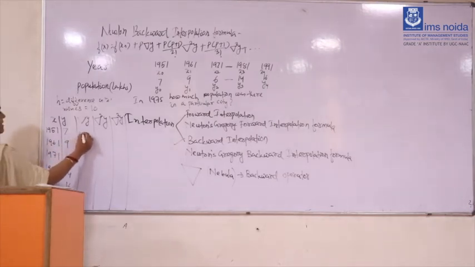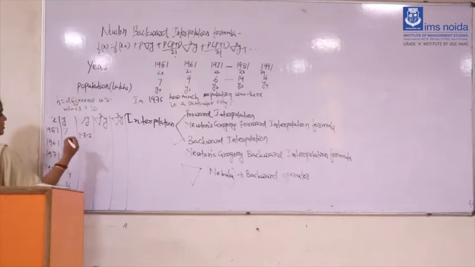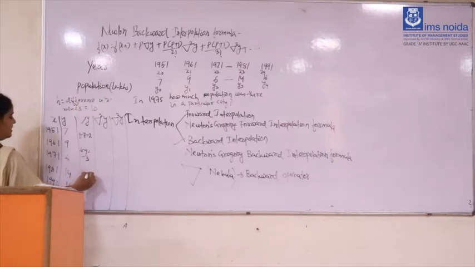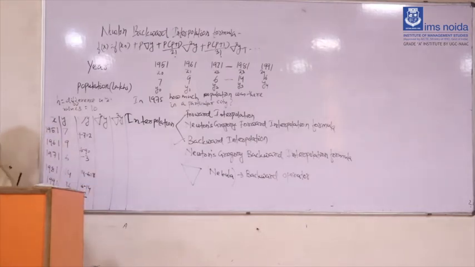So 9 minus 7, you will be getting 2. Then 6 minus 9, you will be getting minus 3. Then 14 minus 6, you will be getting 8. Then 16 minus 14, you will be getting 2. So this is about how to find the values of the first order backward operator.